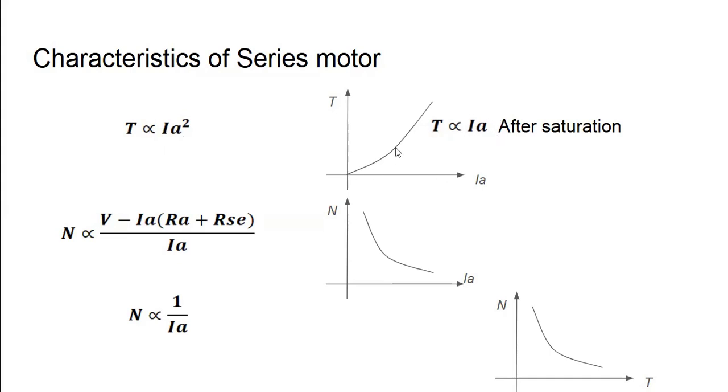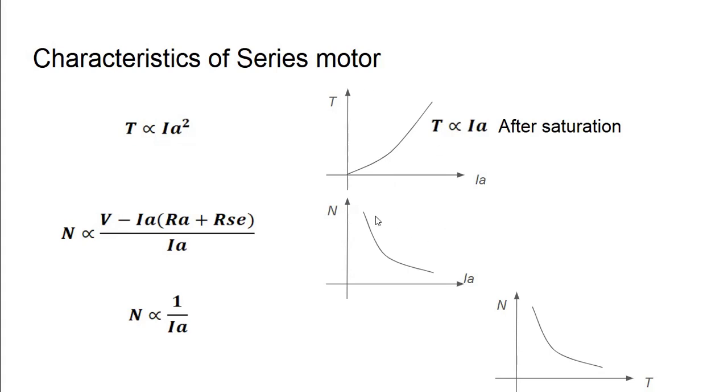So until saturation, we will have this relation, torque is directly proportional to Ia square. So until the saturation point, the characteristic is going to be a parabolic characteristic. Once after saturation, torque is directly proportional to Ia only. Therefore, we will be getting the linear characteristics. So this is the torque versus Ia characteristics for series motor.